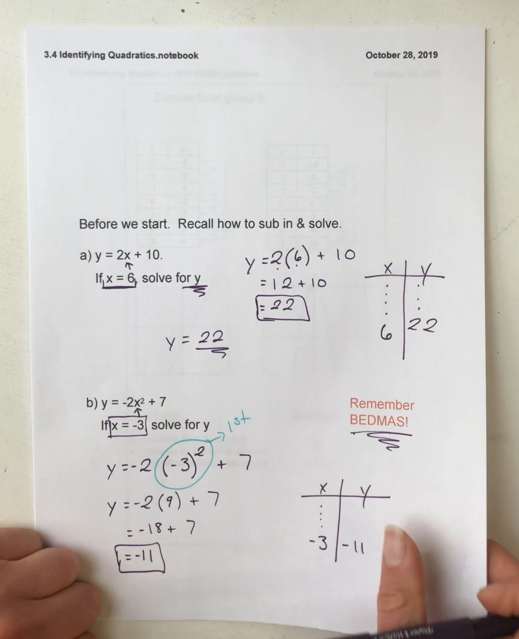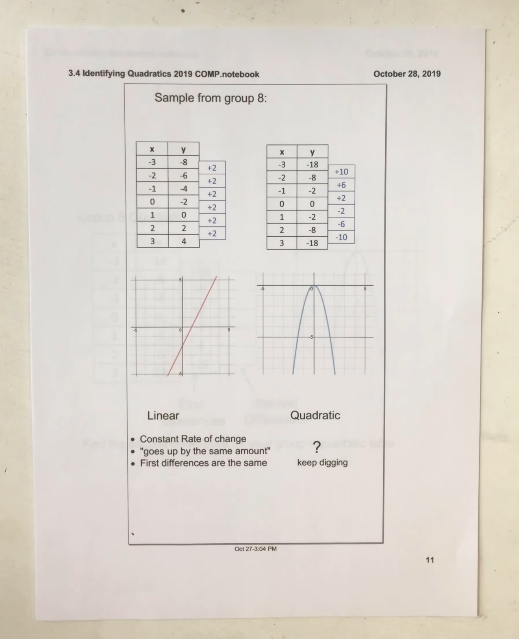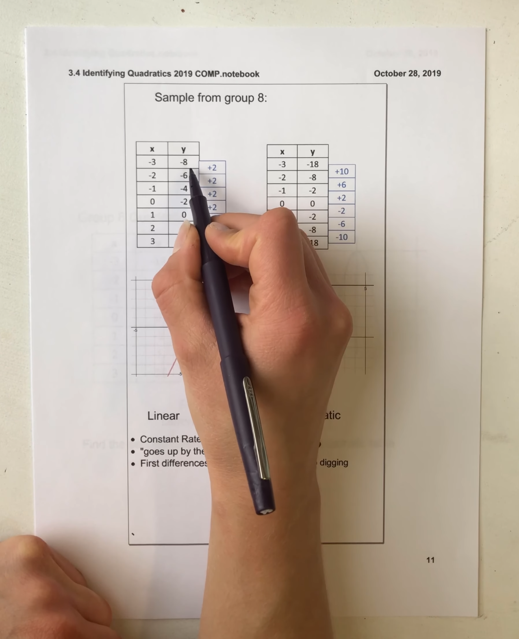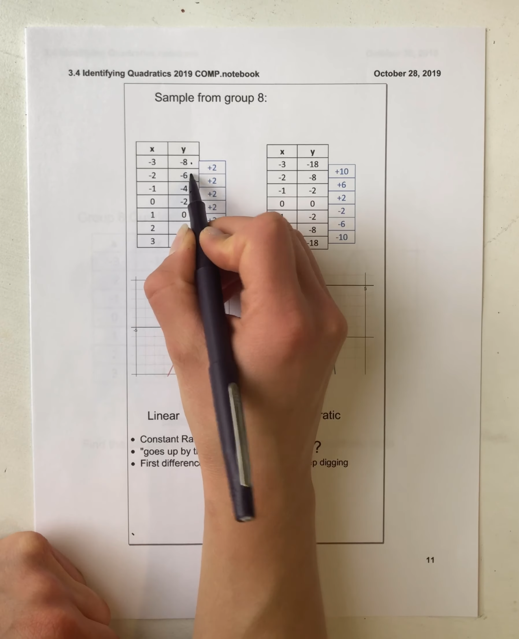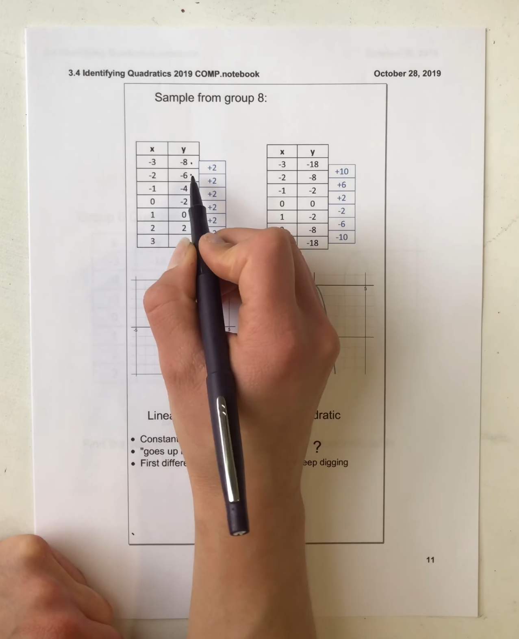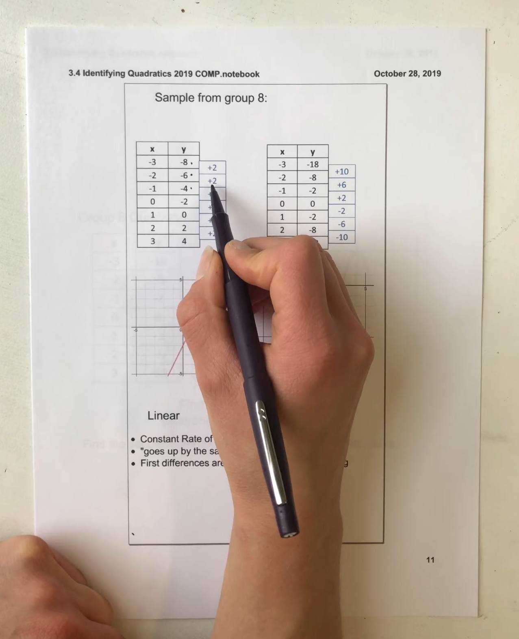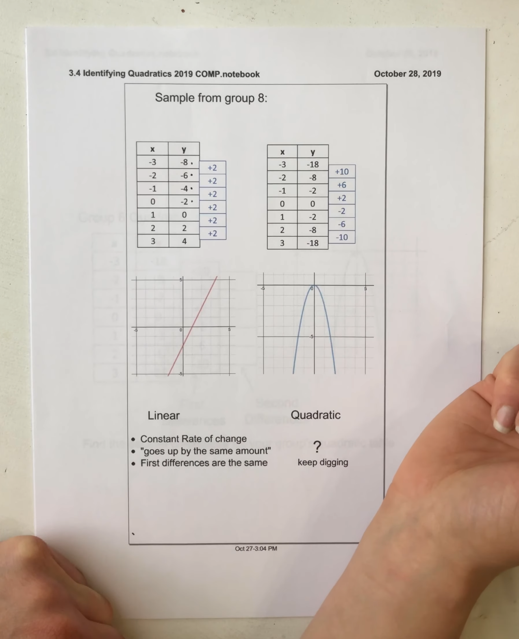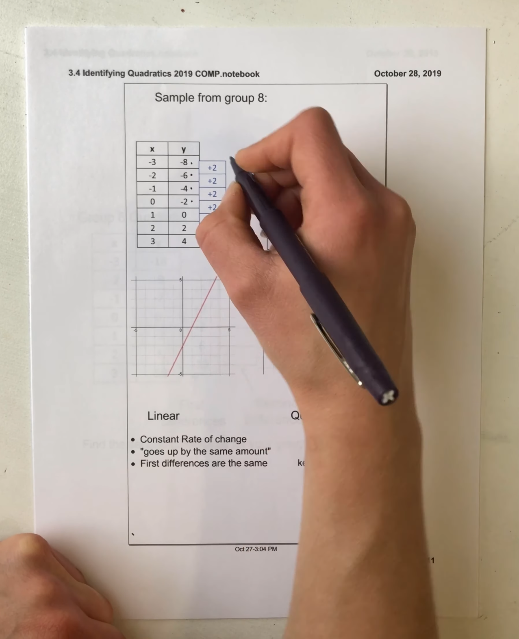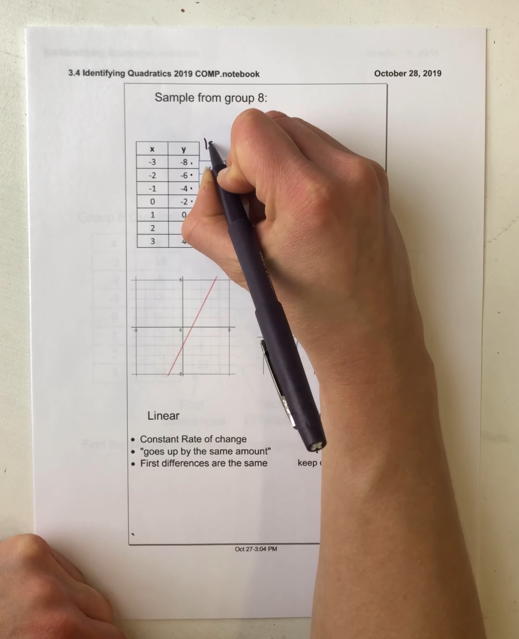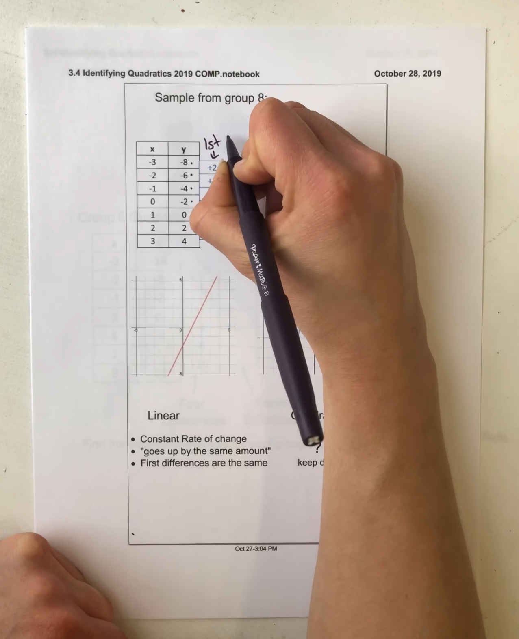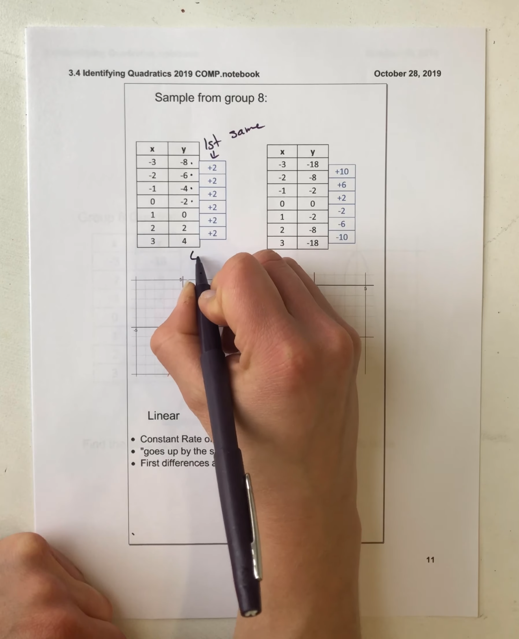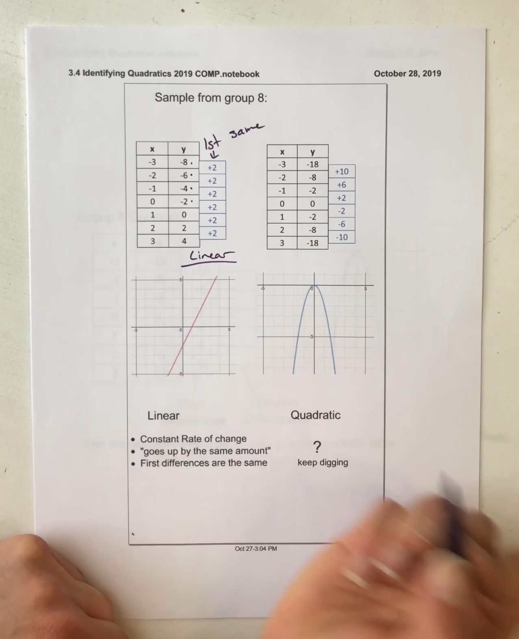Okay? So now, do we remember finding our first differences? So when we go through and look at it, to go from here to here, it's +2. And to go from -6 to -4, you add 2. To go from -4 to -2, you add 2. And so if our first difference is the same, it means that it is linear, right? Our line is straight.